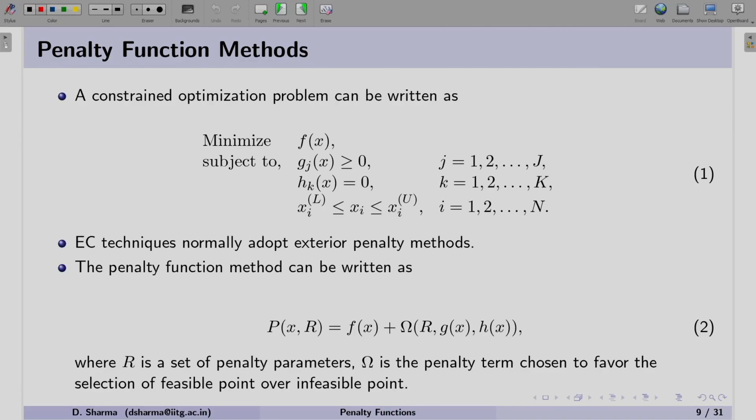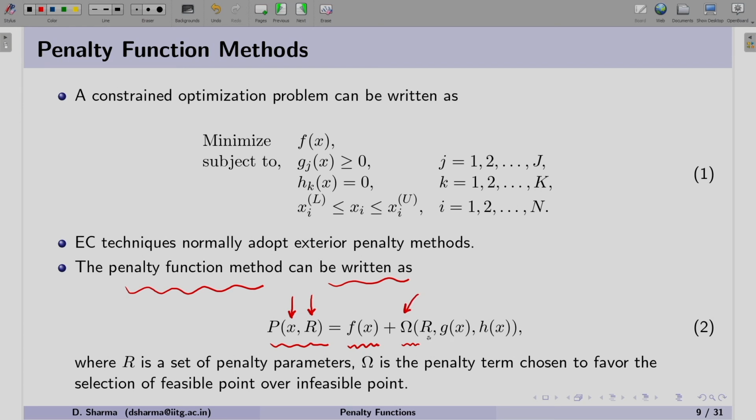So as you can see in equation number 2, the penalty function method can be written as the penalty function method based on the problem variable x, and we have a set of parameters or penalty parameters r. On the right hand side, we have the function value, and as per the definition, we are adding a penalty term. So omega is going to be the penalty term which we are adding.